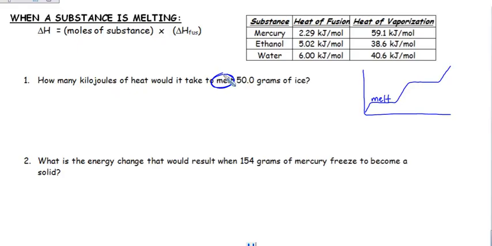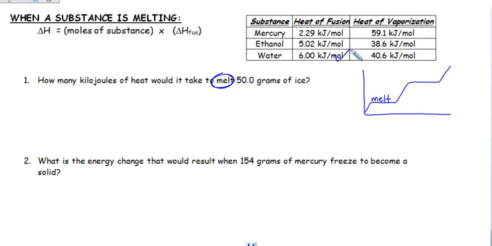For melting, we use this equation. Melting is moles times heat of fusion. And it's an easy equation to use. So you look up heat of fusion on a chart. Here she is: 6 kilojoules per mole for water. By definition, that means that it takes 6 kilojoules of energy to melt 1 mole of ice, solid water. Well, what if you have more or less than a mole? Then you just multiply by the amount of moles that you do have.